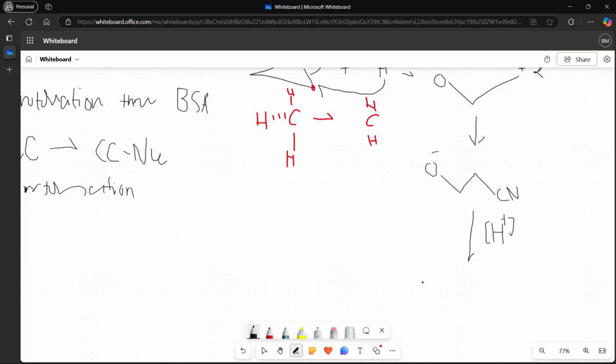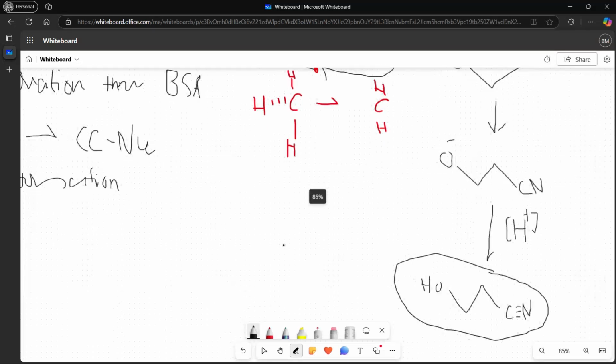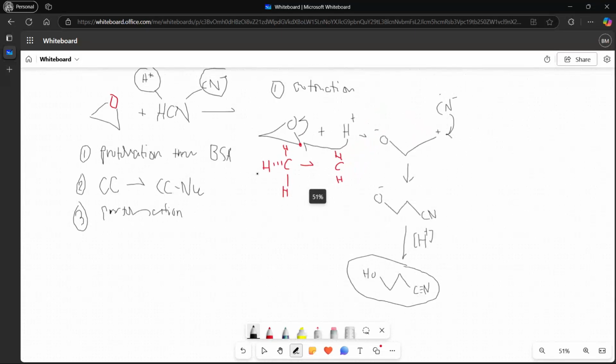Okay, so OH, 1 2 3 C, triple bond N. So this is your product of this reaction, on this reaction as an example that I gave. So hopefully that's already clear.